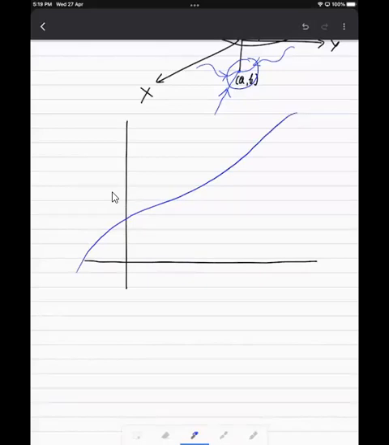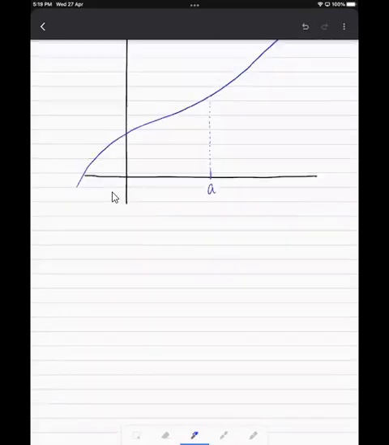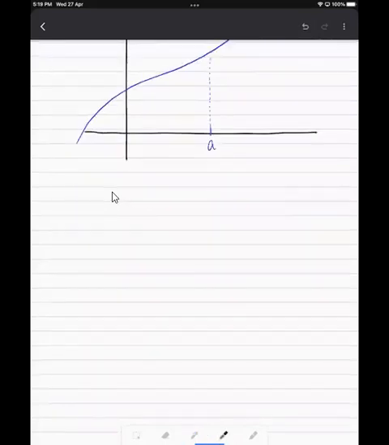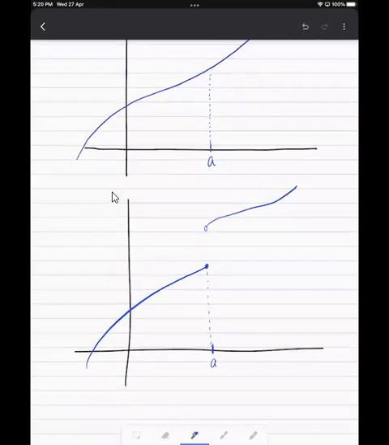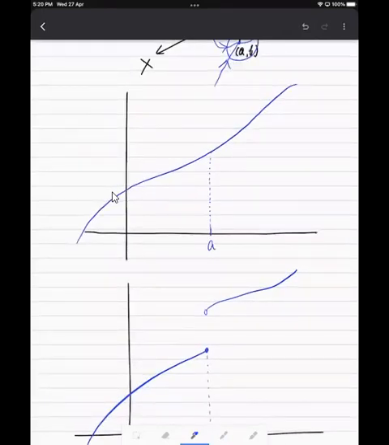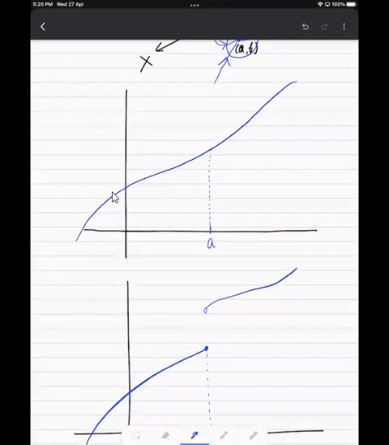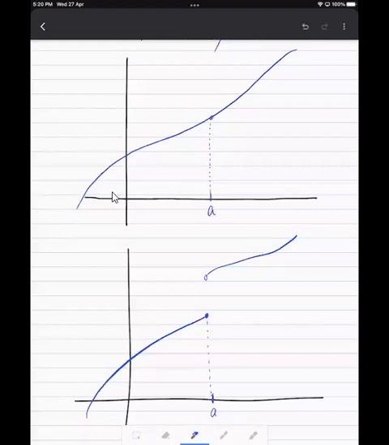I'm drawing a function which at point A is continuous, and a function which at a point A is not continuous. This is not continuous at A. Can you apply the epsilon-delta definition and tell me that for epsilon we can't find a delta in the second part, and we can find one in the first part?